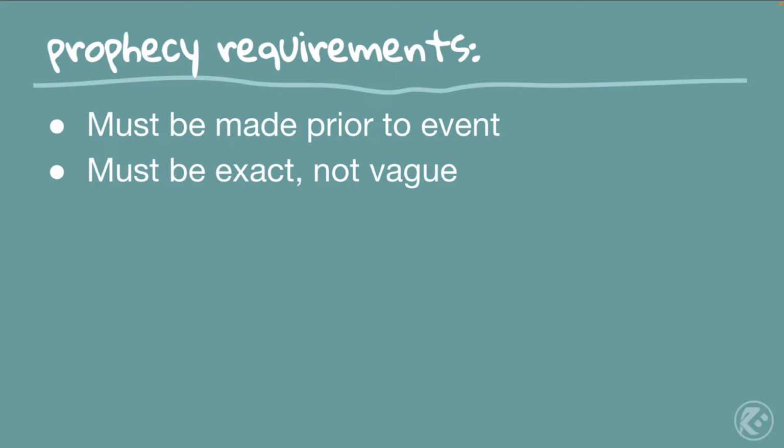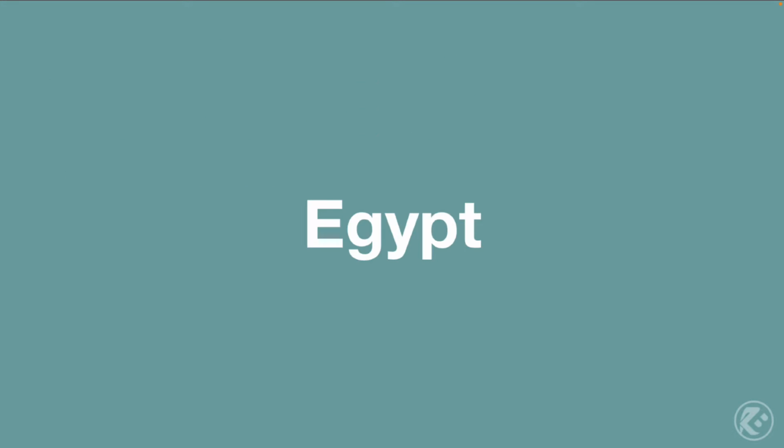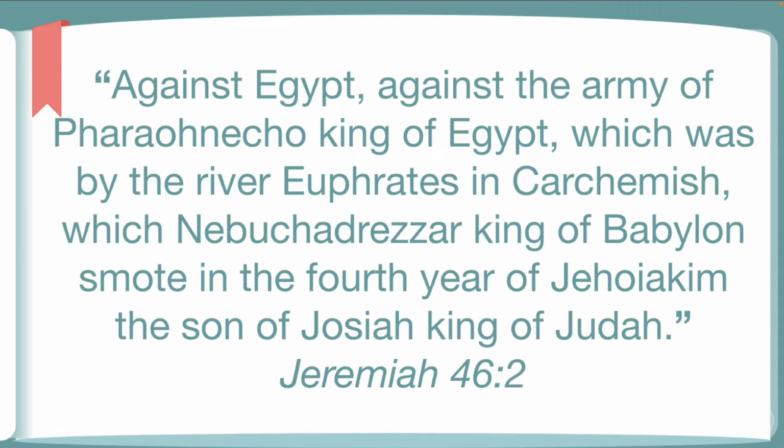Just to set the ground rules, for this to be legitimate, it obviously has to be made prior to the event, and it has to be exact and not super vague, right? Like, I don't want to go to some tarot card reader. A real prophecy needs to be specific and exact, and not vague. So let's take a few places. Let's start with Egypt. In Jeremiah 46:2, we read a biblical account that depicts exactly what was going to happen to Egypt. Again, this is historically accurate, but let's get into a prediction.